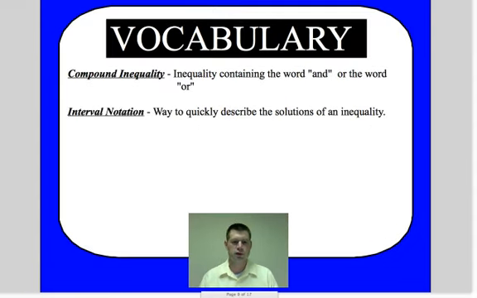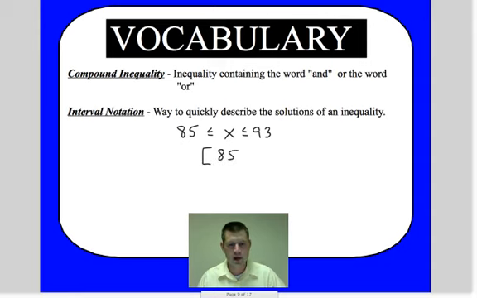Okay, interval notation is a way to quickly describe the solutions of an inequality. Okay, so it's just a way to write it real quick. So that last problem we said 85 to a 93. Well, to quickly write that, we can write that as being a bracket, which means including the 85, to 93, including 93.